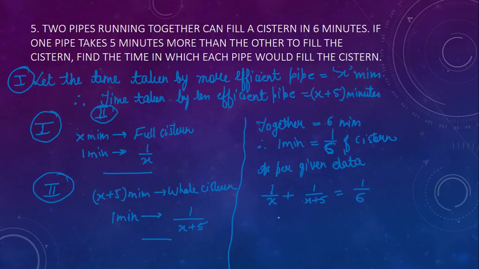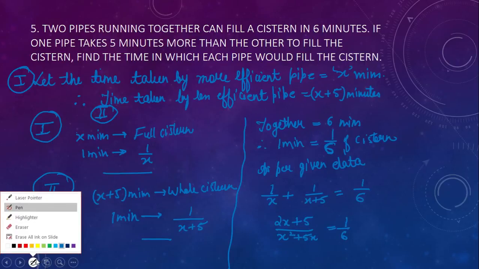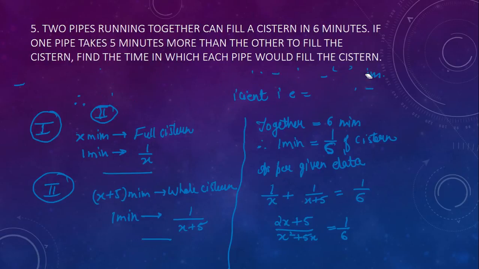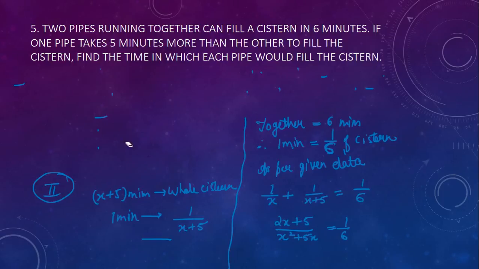So solve the equation, you get 2x plus 5. I'm going to solve this quickly. Okay. This will be x square plus 5x. I'm taking LCM. This will be 1 by 6. So I'll be just rubbing this off because I need space. Okay. So this is my thing.